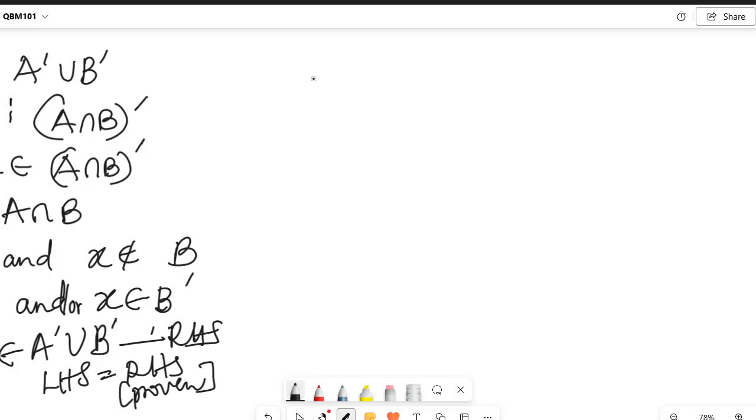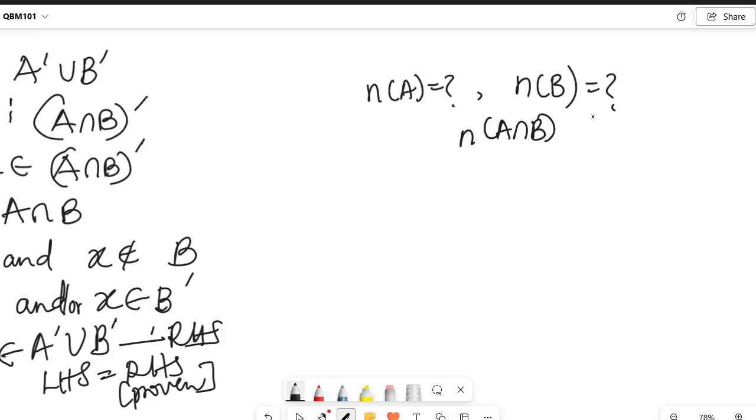Now if you have to evaluate the cardinality of a set, imagine you are given some cardinalities, say n of A. You are given n of A in a question, you are given n of B in a question, or whatever it is you are given in the question. You are given the cardinality of the intersection, and then you are asked to evaluate something, as the case may be. So you need to know these equations.